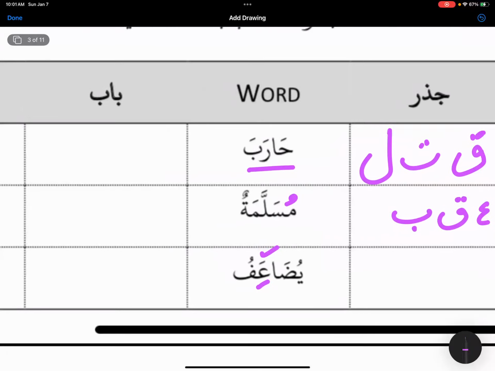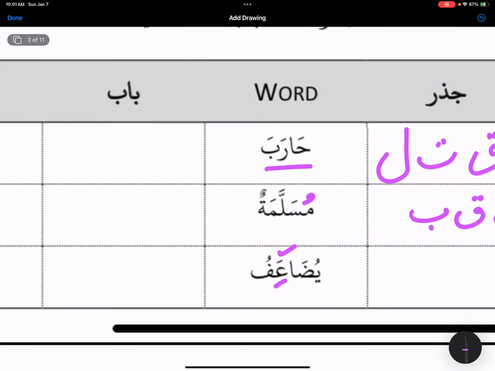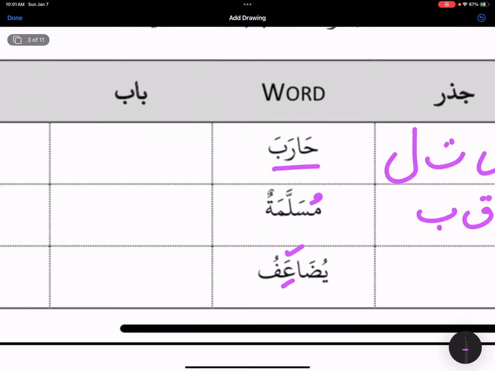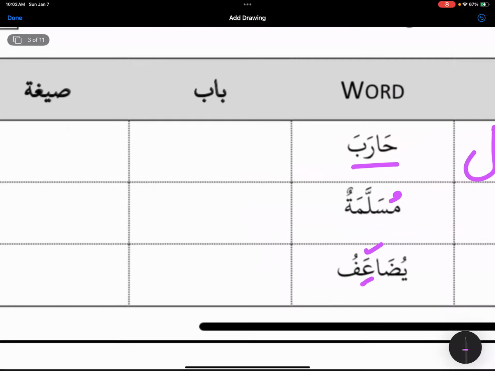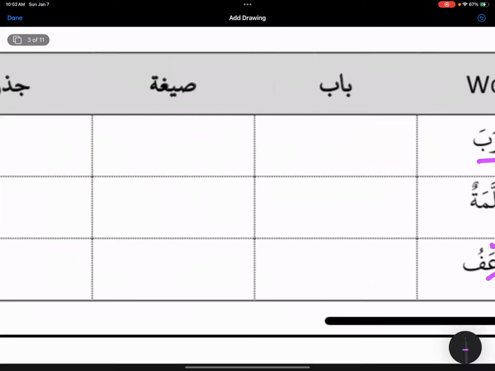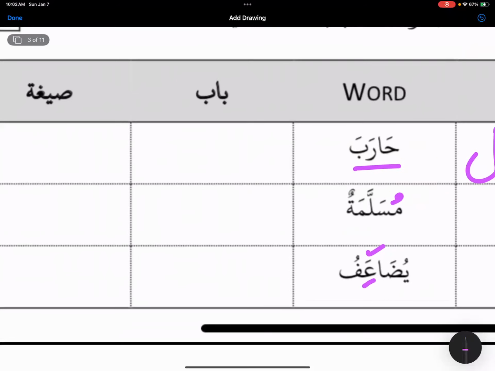Okay, so now siga, we said that it is mudari' majhul. What is the bab? Mufa'ala, family 3. Very good, mujahada. Okay, and then what else? Jazar: dad, ayn, fa. Good. So these are the root letters here, and then we have an extra member, which is alif over here.